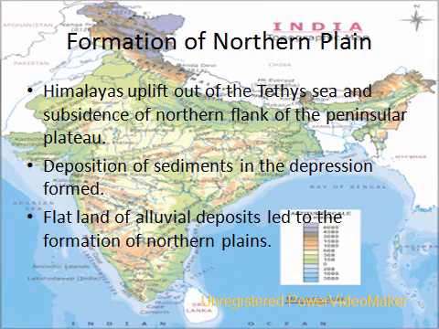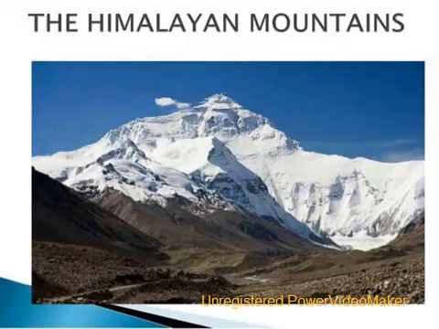Second important feature is the formation of the northern plain. When the Himalayas were uplifting out of Tethys, at the same time the northern part of the peninsular plateau was subsiding into a depression. Some rivers of the peninsula and Himalaya brought their material to deposit in that depression. Gradually, the depression got filled with deposition of sediments by the rivers, resulting in flat land of alluvial deposit, which led to the formation of the northern plain.